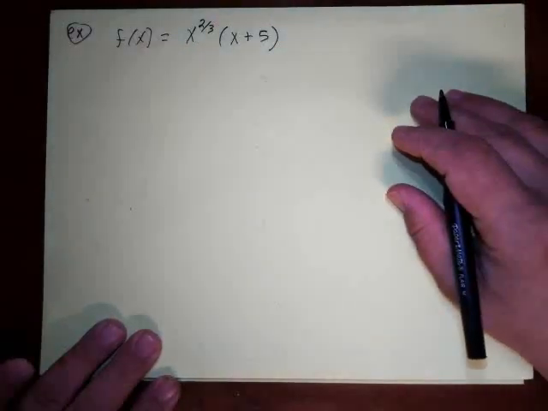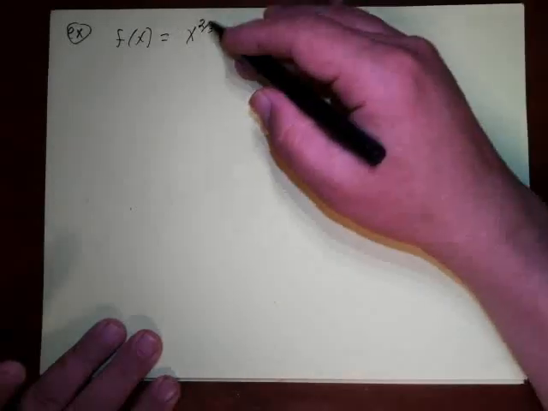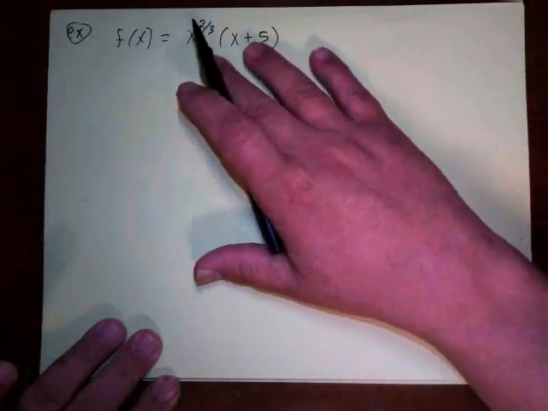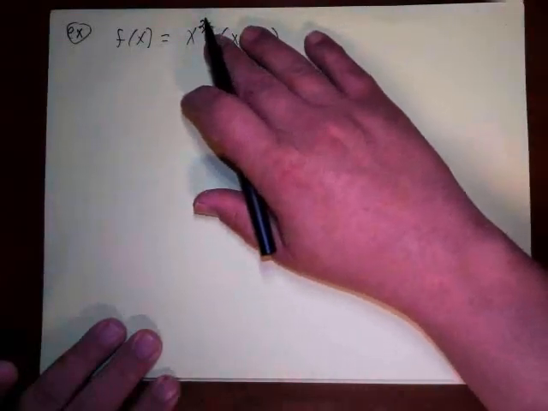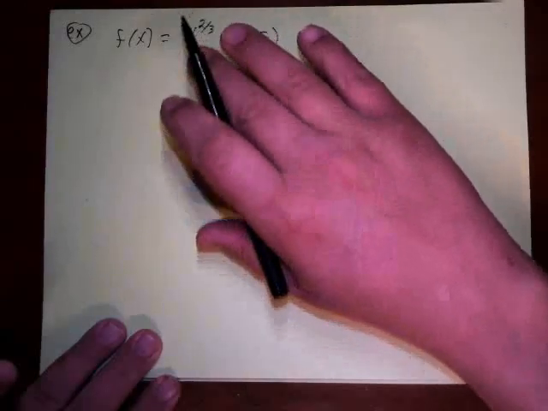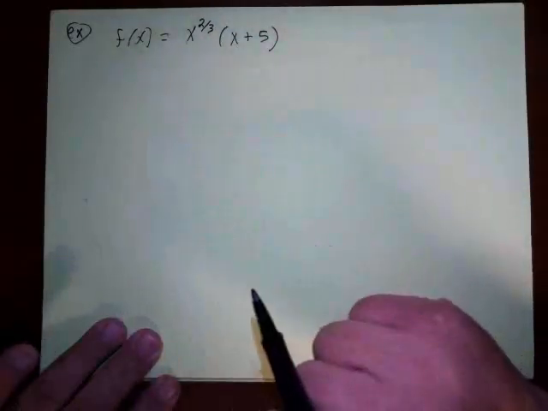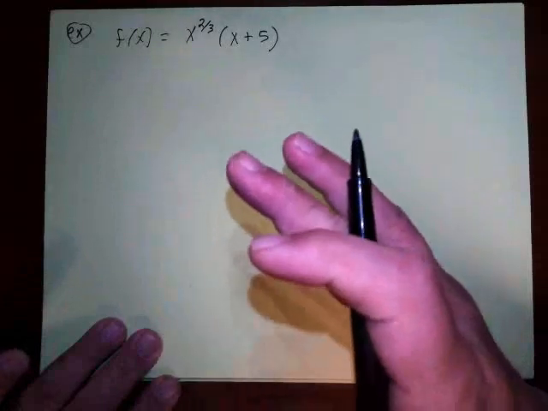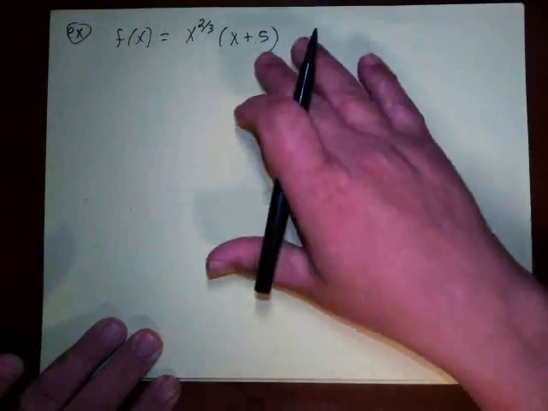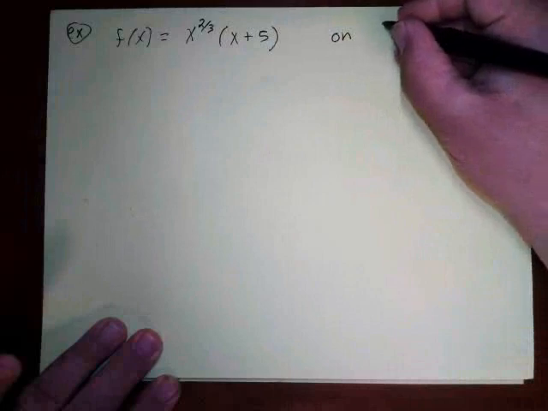So we want to find the relative min and max and the absolute min and max over the entire domain of the function. With this fractional exponent, if you notice, it's a cube root. The denominator here is a 3, so this is a cube root. So there are no problems. You're not going to get undefined values for the function. It's actually defined from negative infinity to infinity.